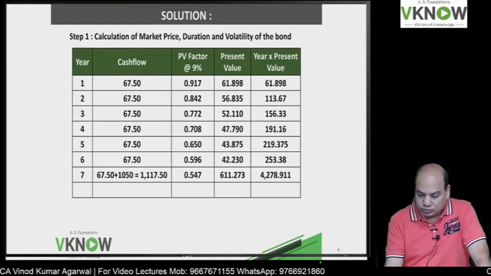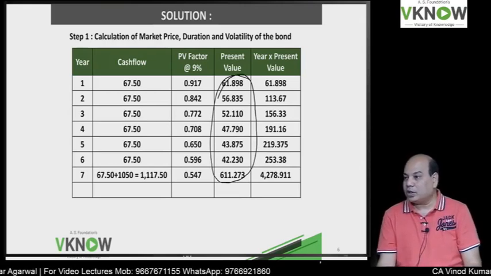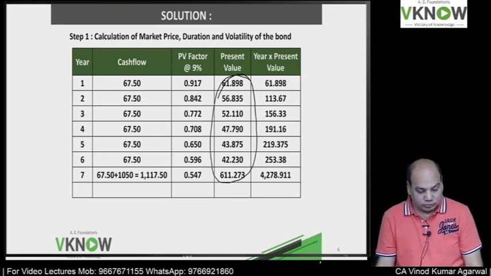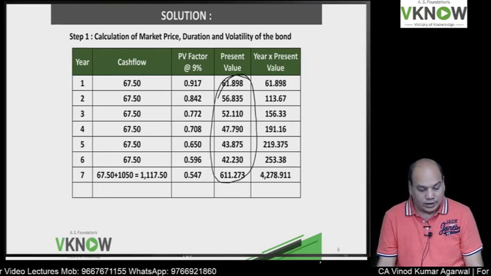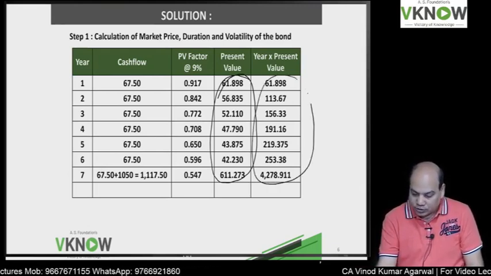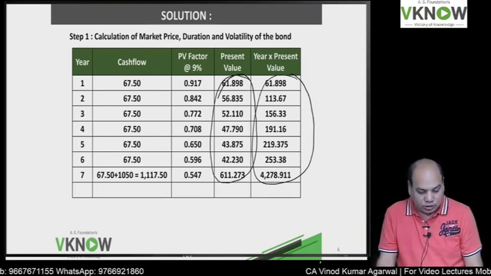Now what you do, those who have done, take the total of this column. That will give you the present value of the bond, or the current price of the bond, or what is called the intrinsic value of the bond. And then you take the total of this last column also. This will be required for duration calculation.